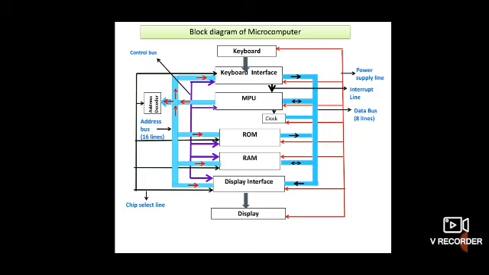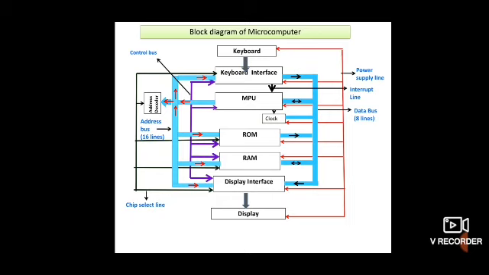Then what is the function of this keyboard interface? The keyboard interface stores temporary data entered through the keyboard. And why is this keyboard interface necessary? Because the keyboard and the microprocessor unit are two chips whose speeds are not the same. So whenever data is entered through the keyboard, it is stored temporarily in the keyboard interface. Maybe the MPU is busy in another task.